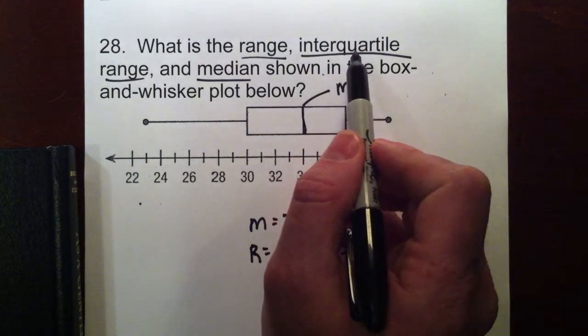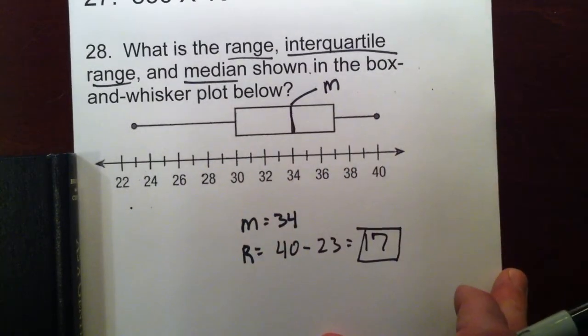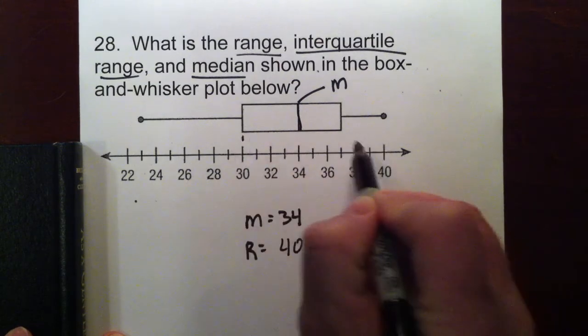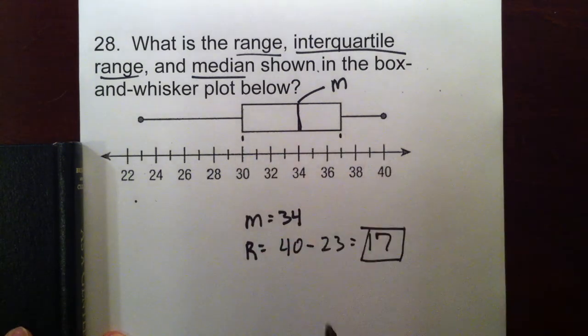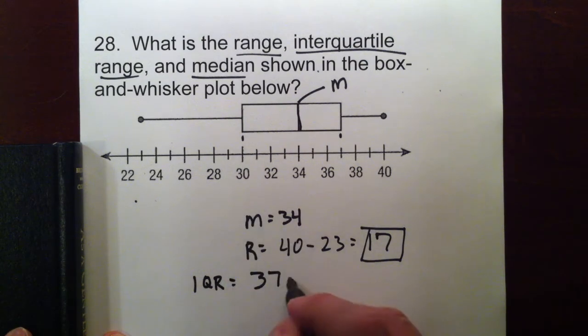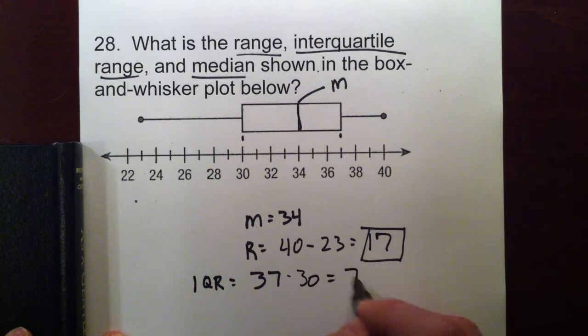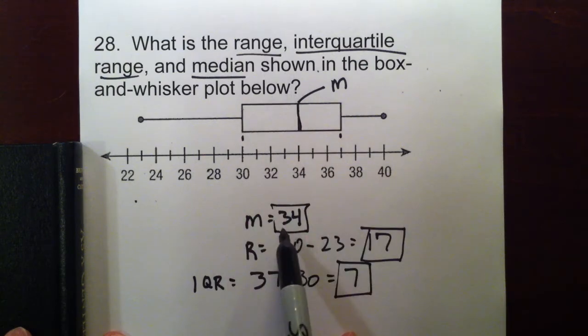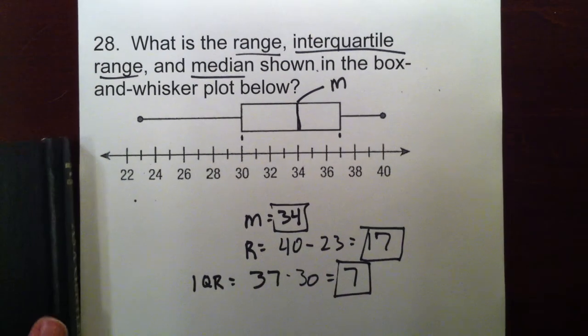The more difficult one is the interquartile range. And what that is, is the distance between the upper and lower quartiles, which in this case is here and here. Our upper quartile is 37, and then we must subtract 30 from it to equal 7. Therefore, our interquartile range is 7. Our median is 34, our range is 17, and our interquartile range is 7.